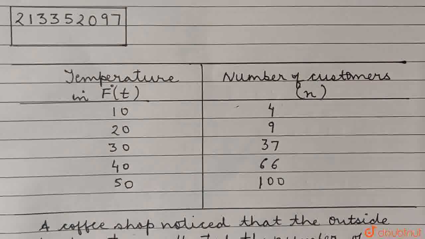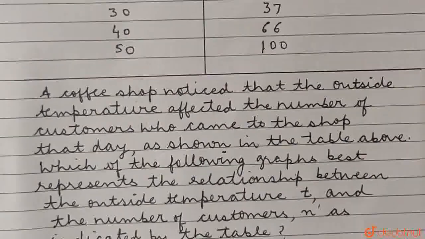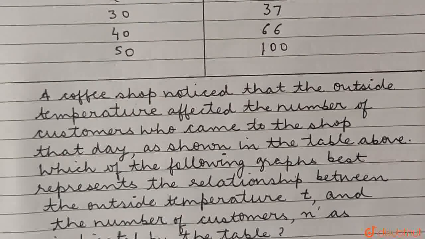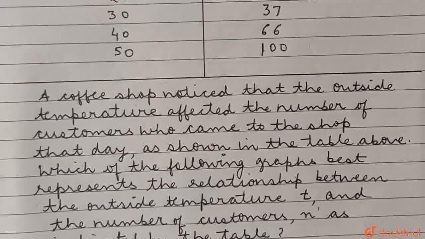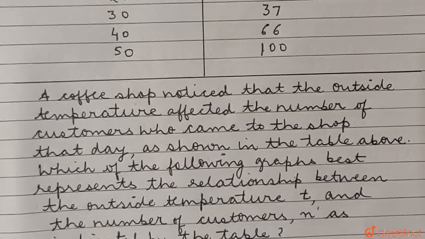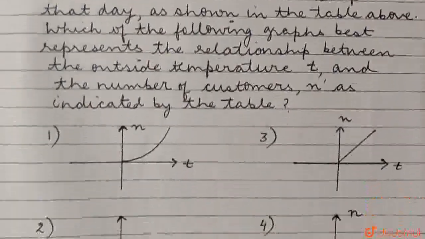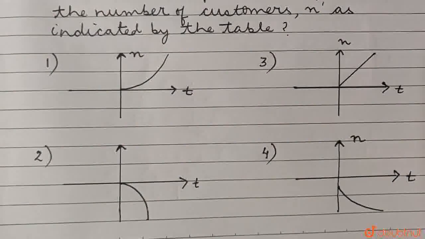A coffee shop noticed that the outside temperature affected the number of customers who came to the shop that day, as shown in the table above. Which of the following graphs best represents the relationship between the outside temperature T and the number of customers N as indicated by the table? And we have the 4 options as the graphs.